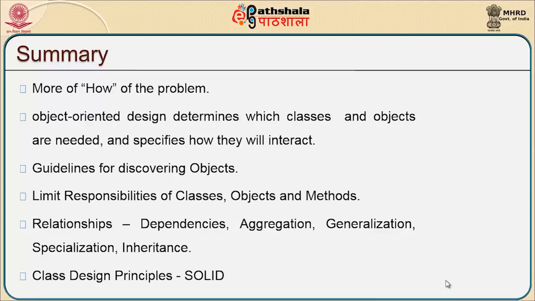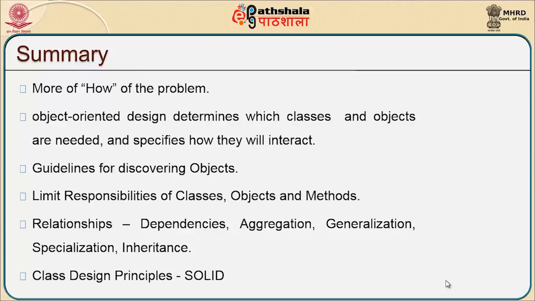In summary, in this particular session we have started looking at design principles, particularly the object oriented design principles. So as I started by saying, we will be discussing more of the how of the system rather than talking about the what. So now that we know the what of the system, we are trying to start with the how of the problem. So object oriented design determines which classes and objects are needed and specifies how they will interact. And further we have started describing the guidelines for discovering objects, classes and methods.